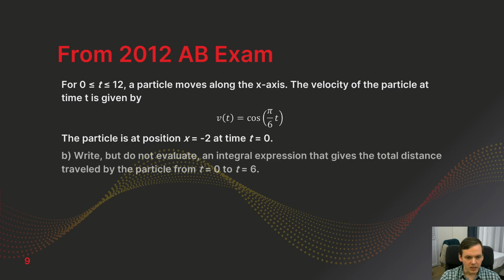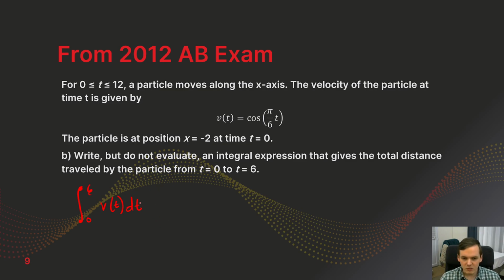For part B, same setup. It says, write but do not evaluate an integral expression that gives the total distance traveled by the particle from t equals 0 to t equals 6. Well, we know that if we integrate from 0 to 6 of the velocity, that will give us the displacement. That'll give us the total change in x.